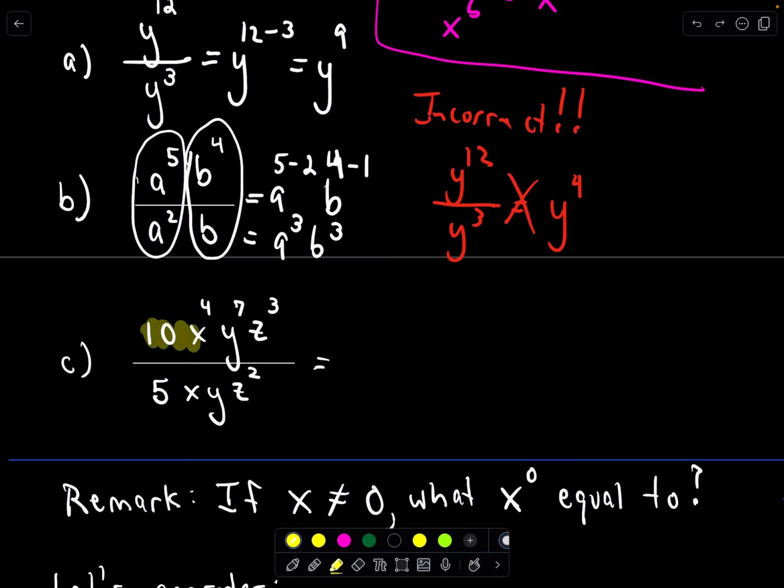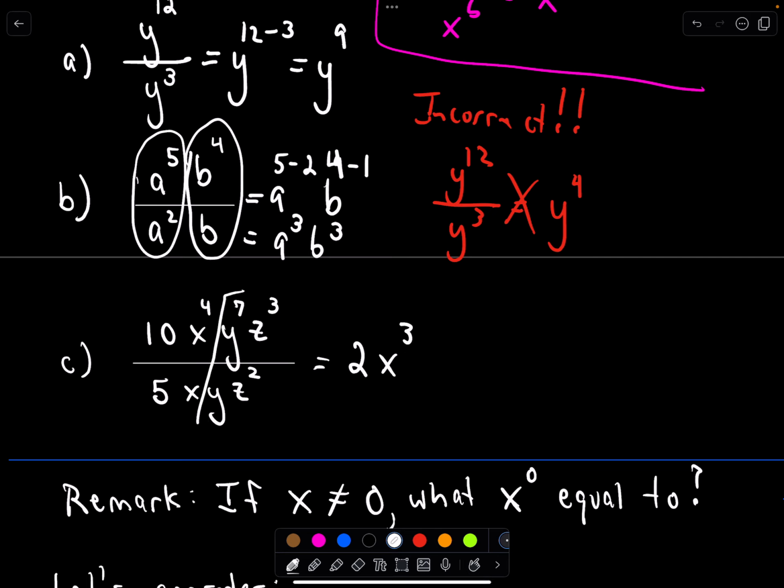We've got 10 times x to the 4th times y to the 7th times z to the 3rd, all over 5xyz squared. So I'm going to write out most of the steps here just one last time. It's really just a bunch of division problems using this property of subtracting exponents. Well, I see a 10 divided by a 5. A 10 divided by 5 is just 2. And if I do x to the 4th over x to the 1st, now I'm going to subtract those exponents. So I would have an exponent of 4 minus 1, or x to the 3rd.